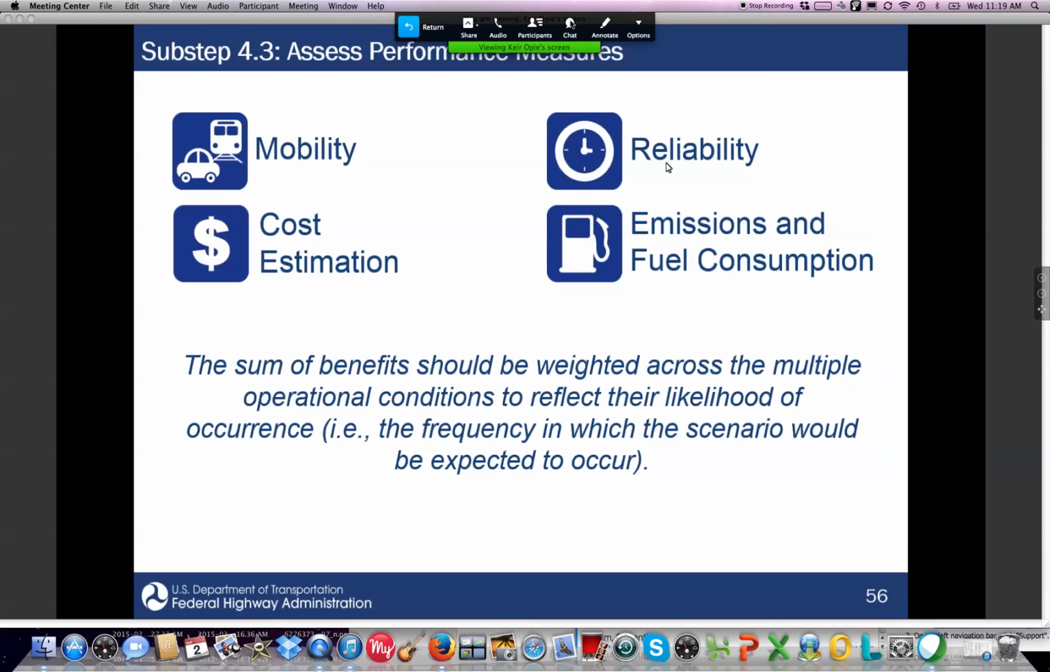One of the key things to note here is that to assess the benefits, you can't just look at the benefits of a high demand, high severity accident day and say, those are my benefits that I'm going to see. That condition may only happen 2 or 3 times a year. You may see tremendous benefits coming out of that scenario, but you have to prorate all of the different demands across the multiple different operational conditions that occur across a year to try to come up with an annual estimate of what your performance measures and your benefits are going to be.